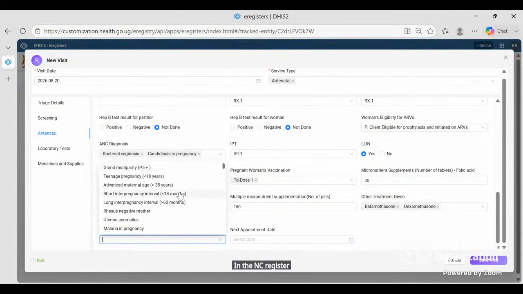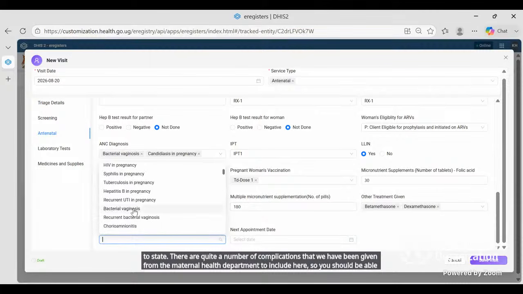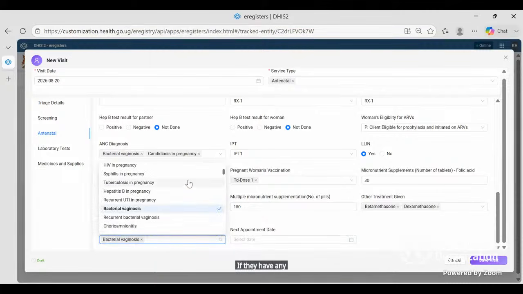If the mother has any complication, you should also be able to state it. There are quite a number of complications that we have been given from the maternal health department to include here. So you should be able to tell us if they have any complication. And again, this is a multi-select data element.